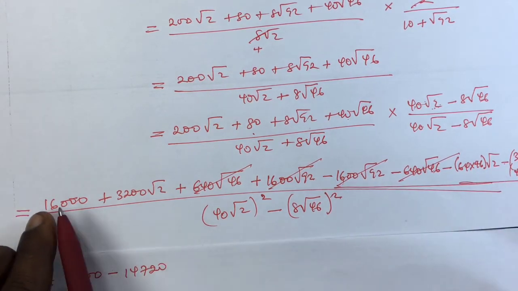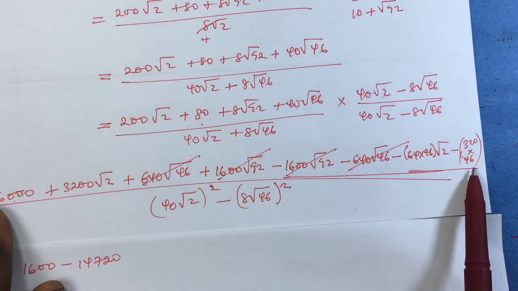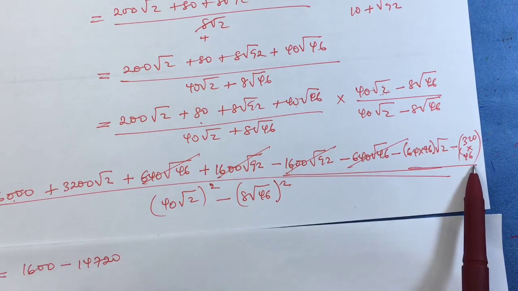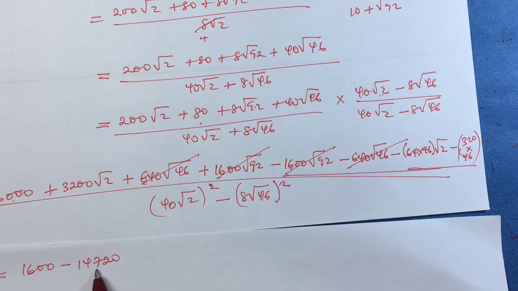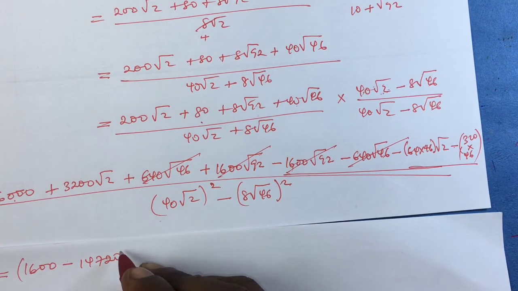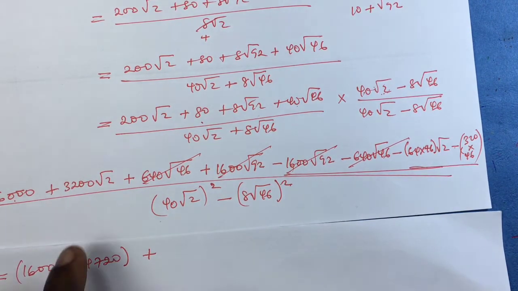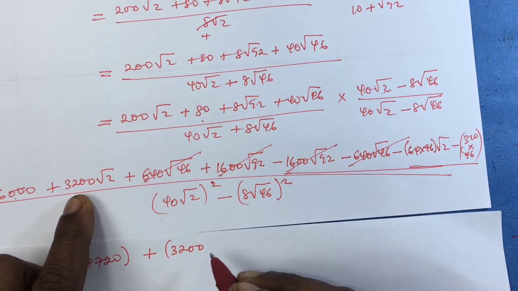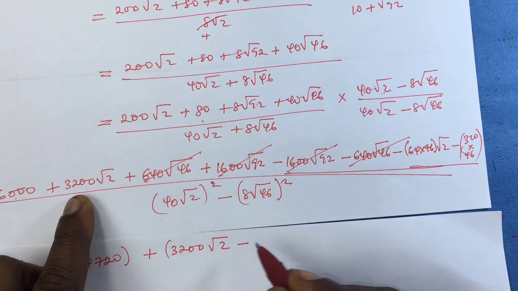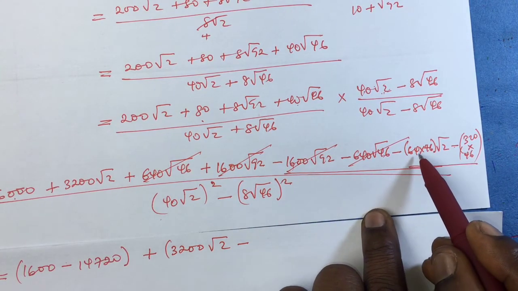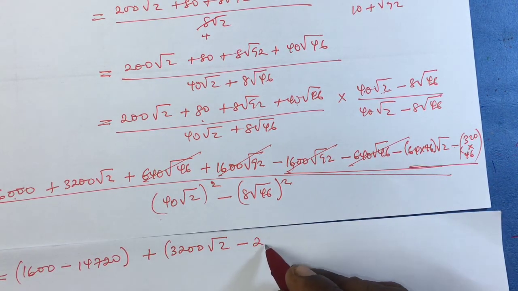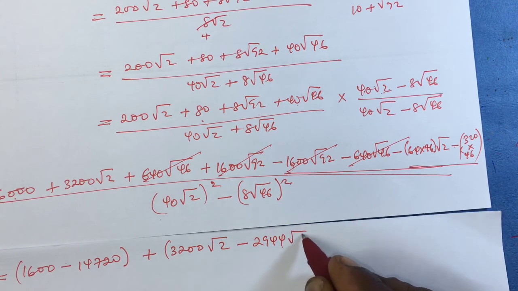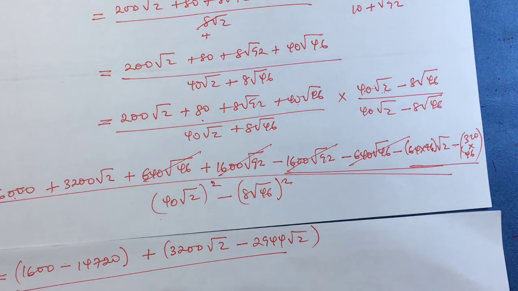That is this minus this. The product of 320 and 46 would give you this. Okay? So I'm going to put this in brackets, plus 3,200 root 2. That is 3,200 root 2 minus the product of this times this will give you 2,944 root 2 all over.